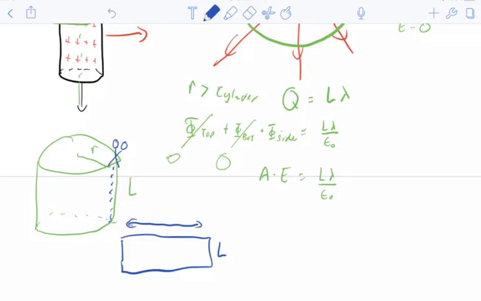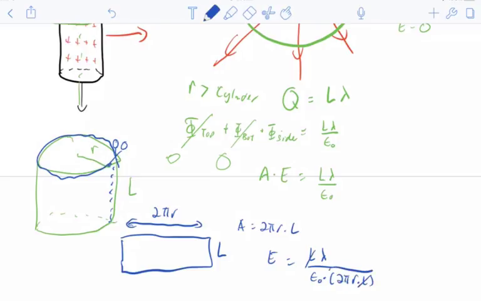Well, it's the distance around the circle. So it's the circumference of the circle, 2 pi r. So the area is equal to 2 pi r times L. So the electric field is going to be L lambda over epsilon naught times 2 pi r times L. These cancel out. Lambda over epsilon naught 2 pi r.